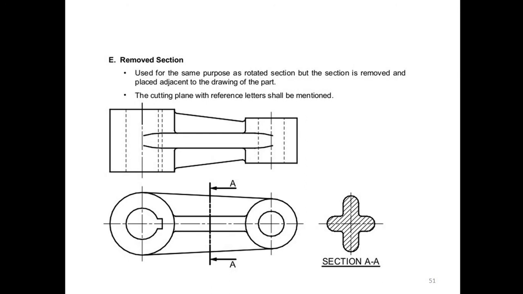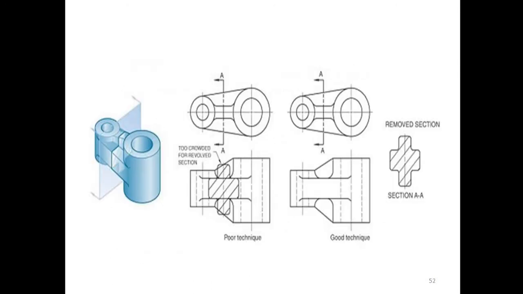But in the case of a revolved section, we draw this geometry near that section A, so the orthographic view becomes unsuitable or very difficult to read. But in the case of a removed section, we place this cross section somewhere else, so it becomes very easy to read. Again, one example: an isometric view is there, cutting plane A is there, and then four techniques are shown, good techniques. In the first technique, the revolved section is drawn in the figure. But in the second sketch, the removed section is there. The removed section is given the name section A as shown in the figure.